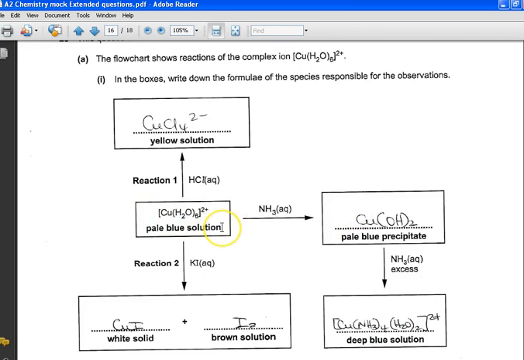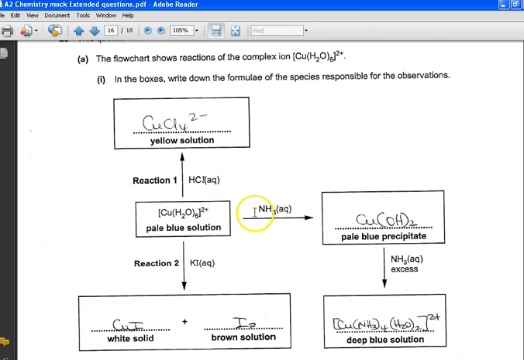So we're starting with our hexahydrated copper ion. We add hydrochloric acid to it, and then we get a ligand substitution. The water's substituted by the chloride, and you notice it's taken on a different shape as well. So it's worth thinking about these things.